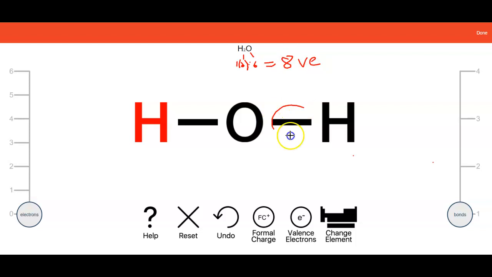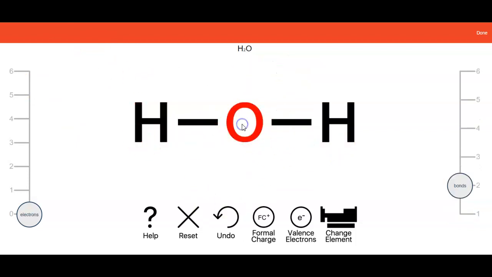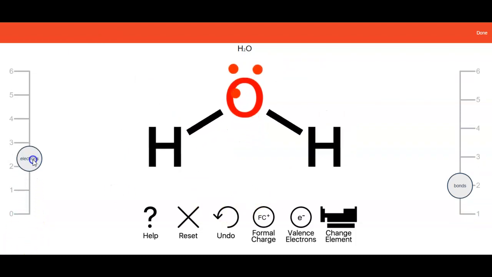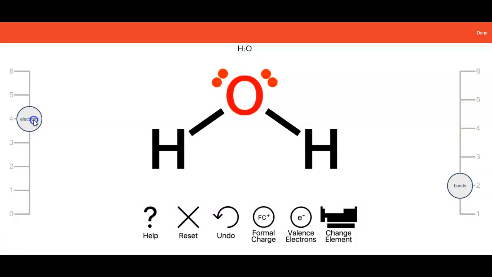So I've used 2, 4, which means I have 4 left. Now, where am I going to put those? I'm going to put them around oxygen, not around hydrogen, because remember, hydrogen is full at 2. So I'm going to go here, click on this, go over here to electrons. I want to put 2 pairs of electrons on oxygen. And you're going to see it actually puts it in the correct geometry, which we're going to learn about in our next class.